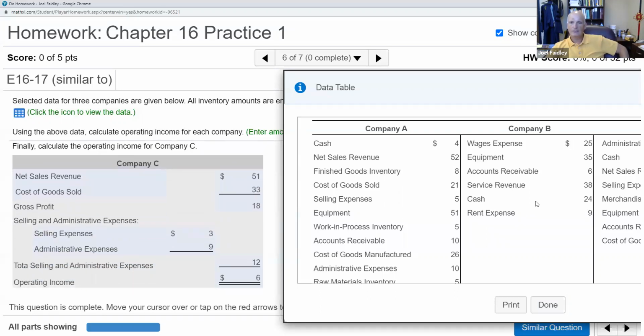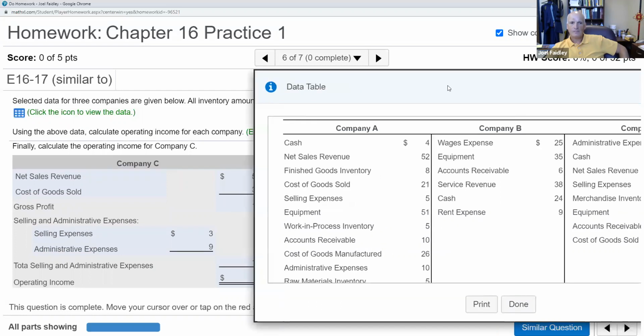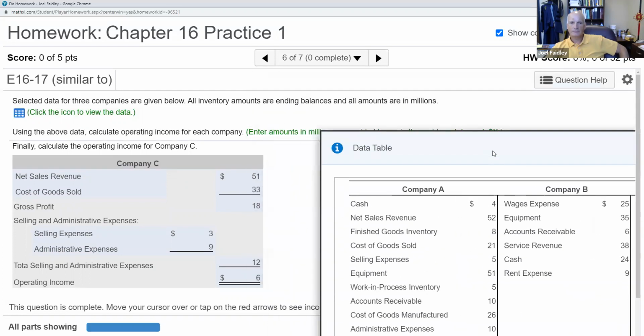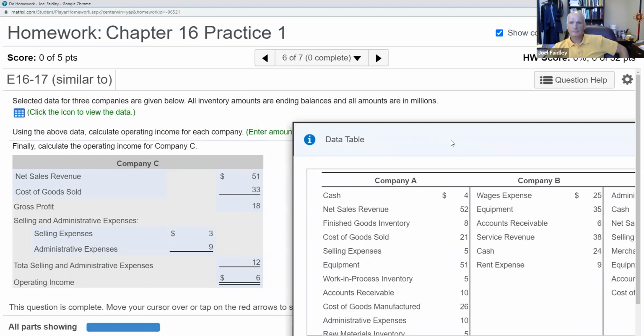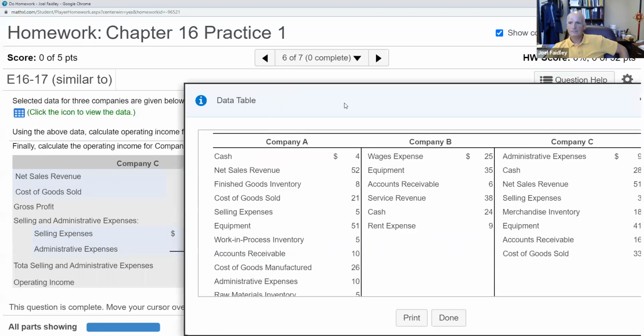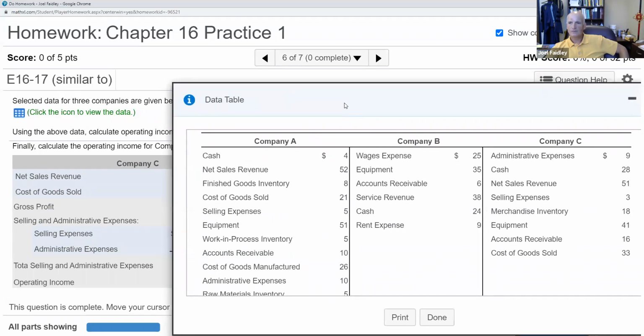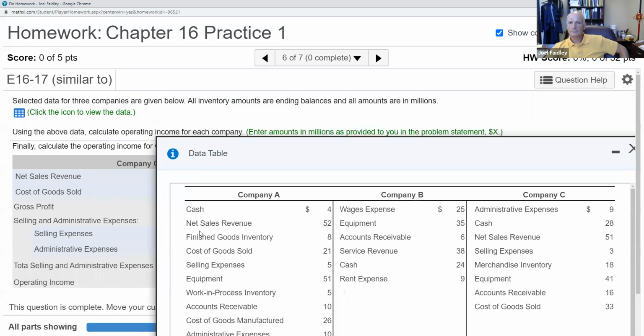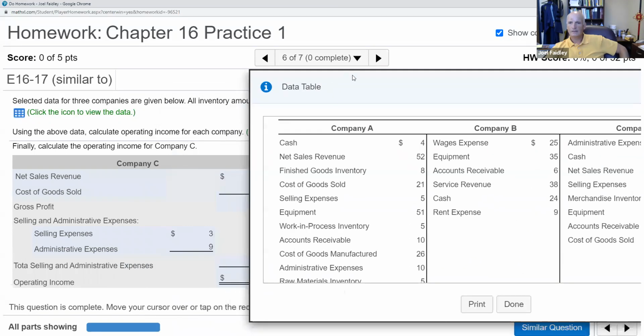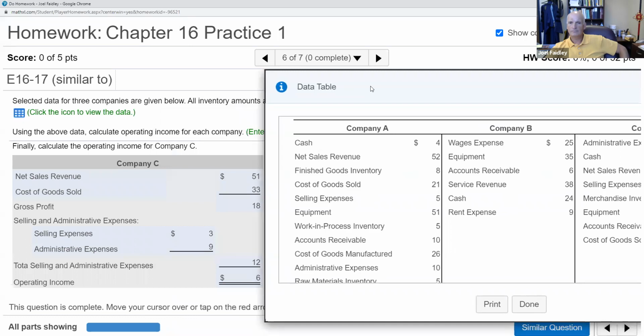All right, and then C is merchandising. There's the numbers. I think I can get that on one screen.